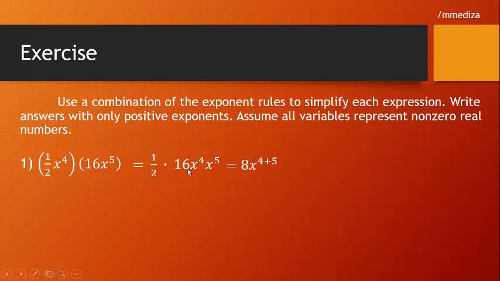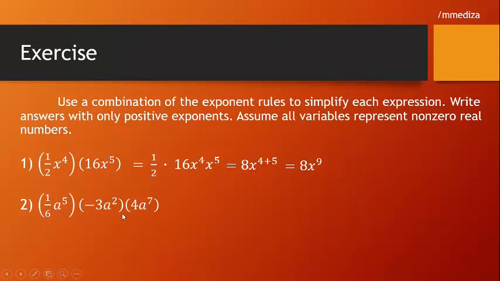Since both terms have a variable x, or the same base, we can just copy the base and add the exponents. So therefore, 1/2 x raised to 4 times 16x raised to 5 is equal to 8x raised to 9. Number 2: 1/6 a raised to 5 times negative 3a raised to 2 times 4a raised to 7.